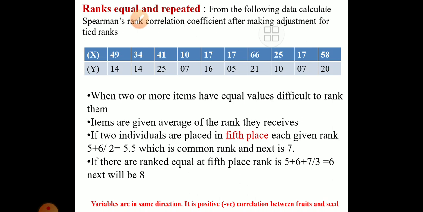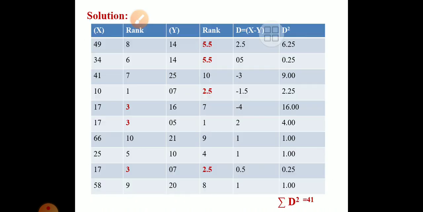So if there are 3 equal ranks at the 5th place, rank 5 plus 6 plus 7 divided by 3, that is equal to 6. Next will be the 8. So here you will be able to see the things. Again we have to prepare such a type of columns. Already we know that the x and y values are given, ranks are calculated here, and now ranks of both. D, that is deviation, x minus y value is there, means 8 minus 5.5 is equal to 2.5. So that value we have calculated like that.